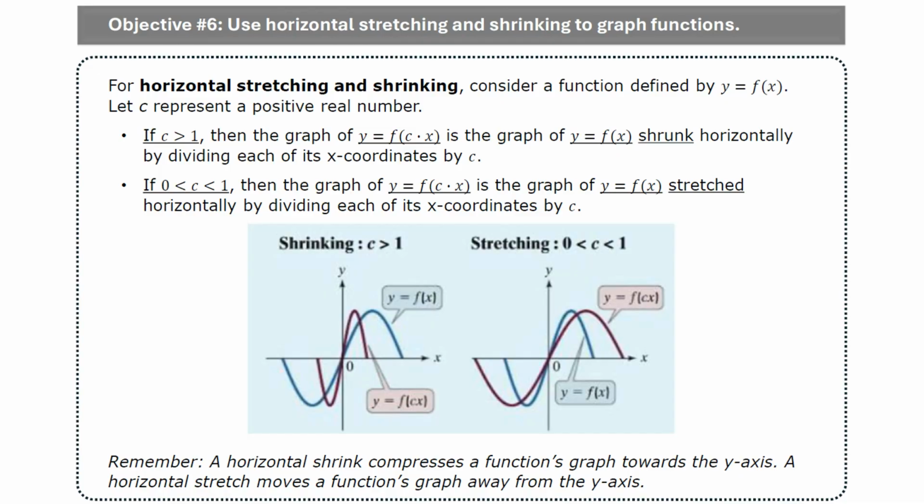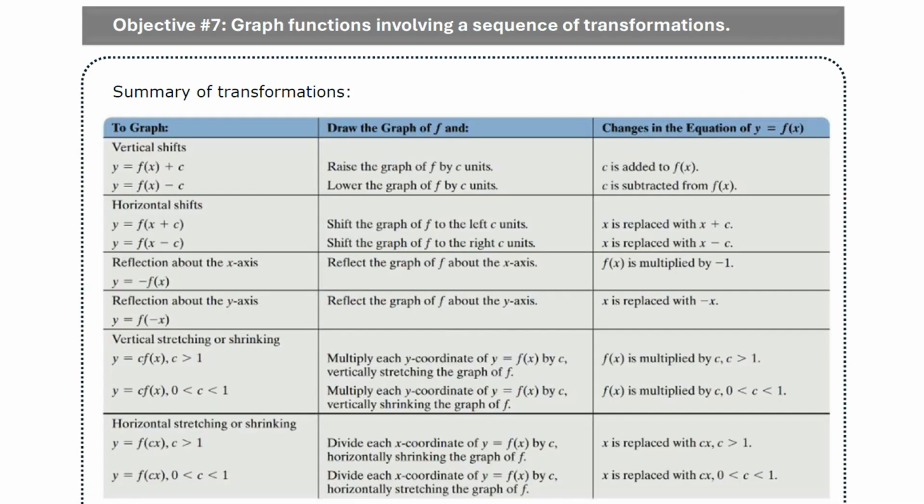Now for objective 7, we are going to focus on graphing these transformations. So here we have a summary of all the different transformations that we have discussed. The vertical shifts, the horizontal shifts, the reflection about the x-axis, the reflection about the y-axis, the vertical stretching or shrinking, and the horizontal stretching or shrinking. All of these transformations, you will need to make sure that you can identify them, whether they are in an equation or on a graph.